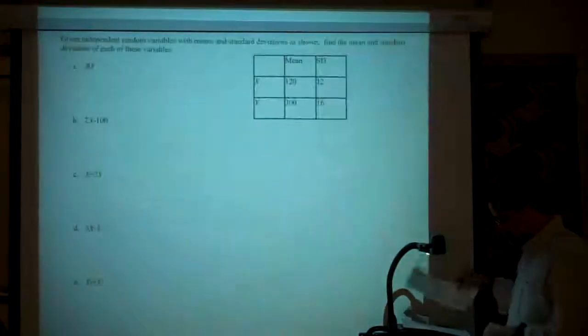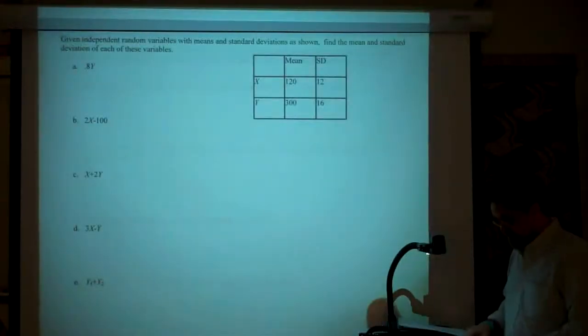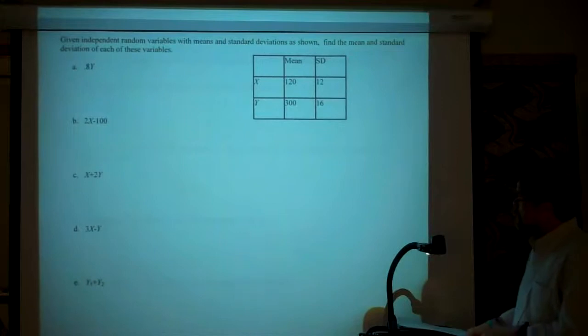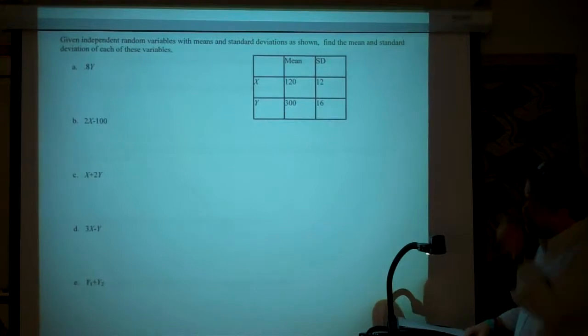Next problem. Okay, this is actually straight out of the textbook. Given independent random variables with means and standard deviations as shown, find the mean and standard deviation of each of these variables. Okay?